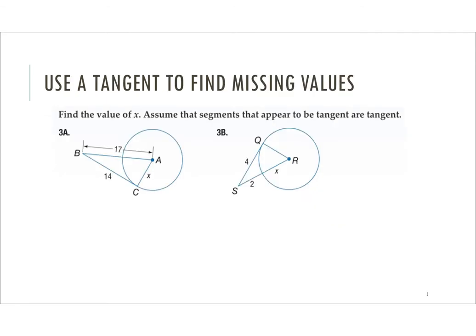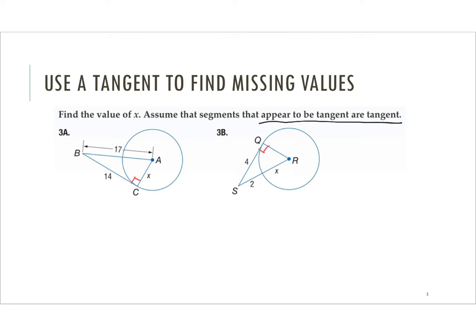All right, here are 2 more examples, and here is also an instance of what they'll do if they want to indicate the full side. Okay, and what you are going to do is you are going to find the value of x. You may assume, as the directions say, that the lines that appear to be tangent are tangent. And what this means is that this will be your right angle and this will be your right angle.